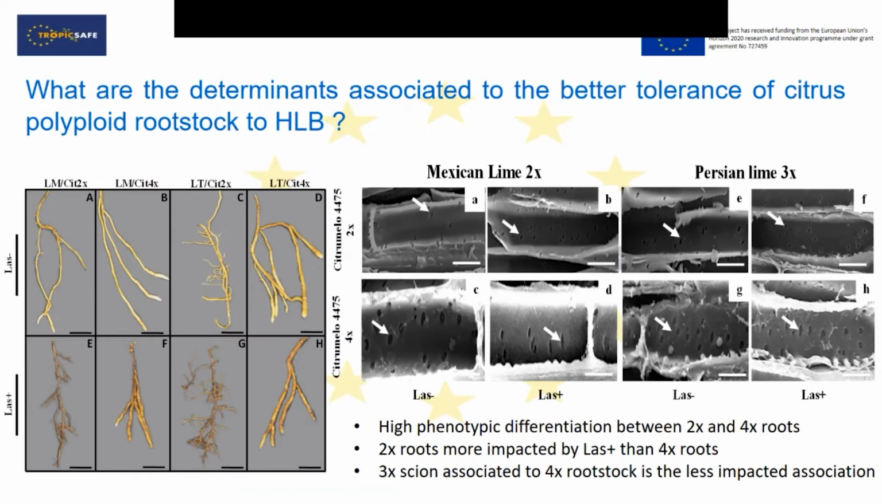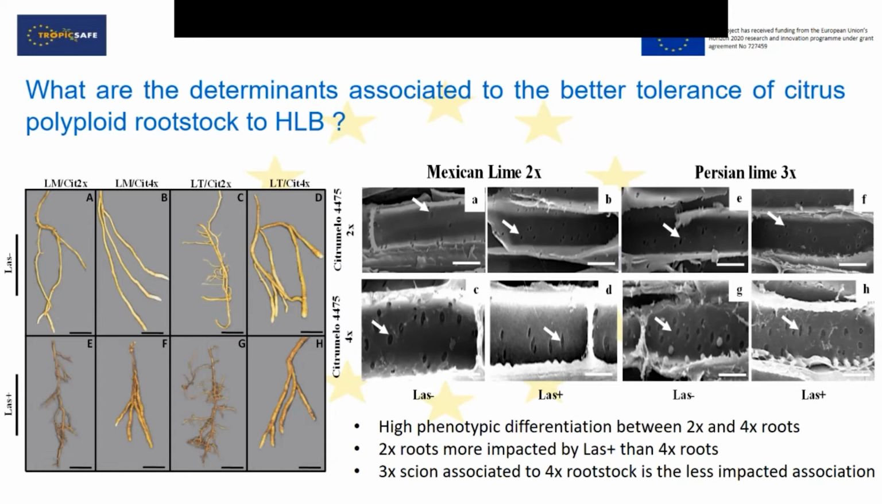So altogether, we begin to have information about what happened in diploid and triploid, explaining why triploid seems to be more tolerant. But we are also wondering what happens in roots. I told you that we have diploid and tetraploid rootstock. And our question was, is it possible that the tetraploid rootstock can be more effective for tolerance to HLB? So we evaluated diploid and tetraploid citrumelo rootstock grafted with Mexican lime and Persian lime.